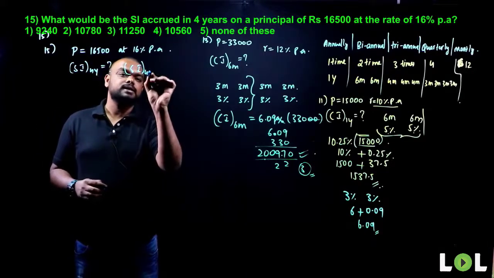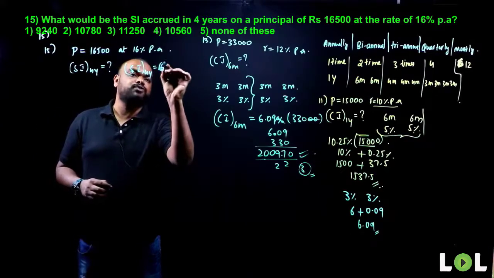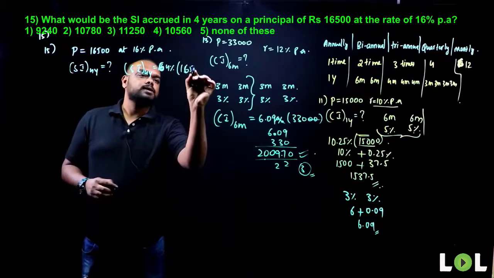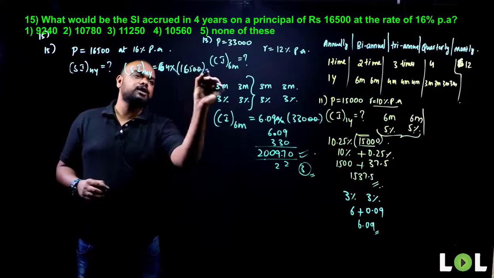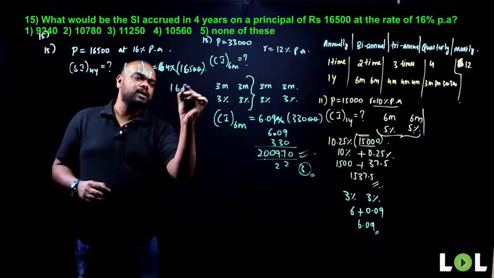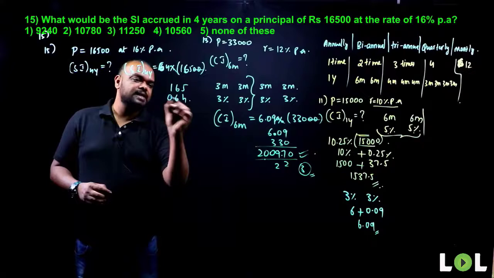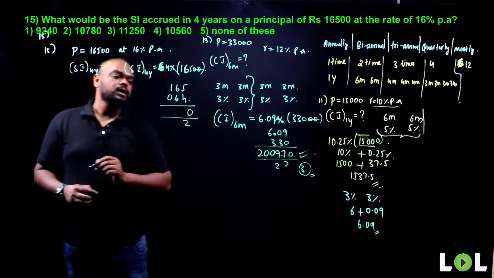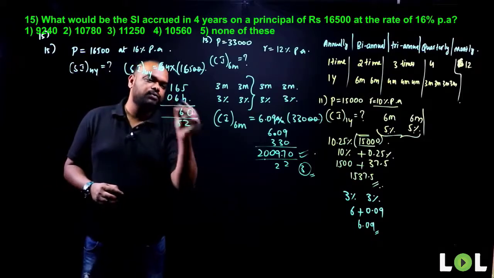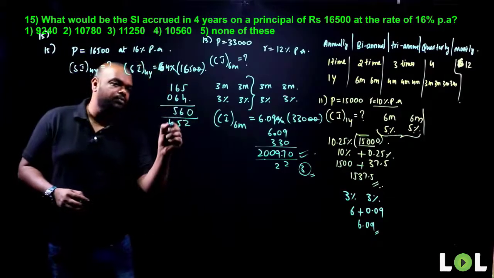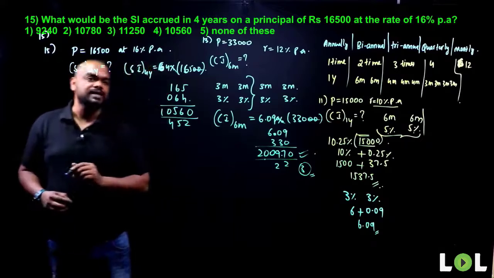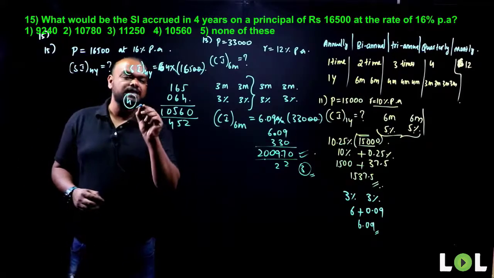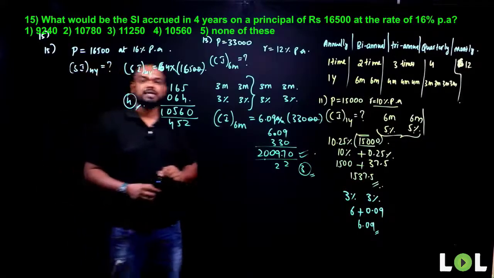For 4 years it is equal to 64% of principal. What is the principal? 16,500. The zeros cancel. Multiply 165 with 64. There is nothing here, so I'll put 0 and multiply: 0, 30, 50, 4, 56, 5 here, 4, 0, 45, 4, 10, 10560. Do I have the option? Yes, option number 4. That's my answer.